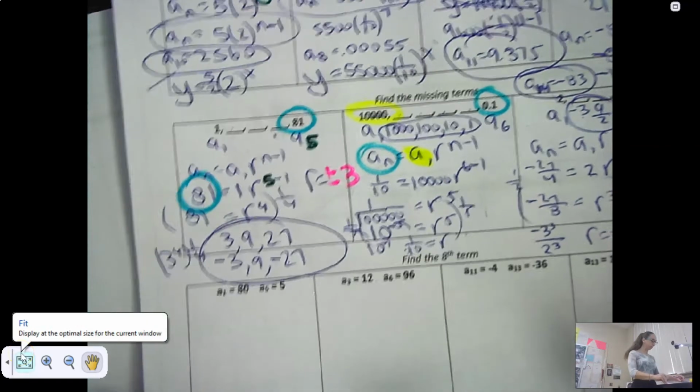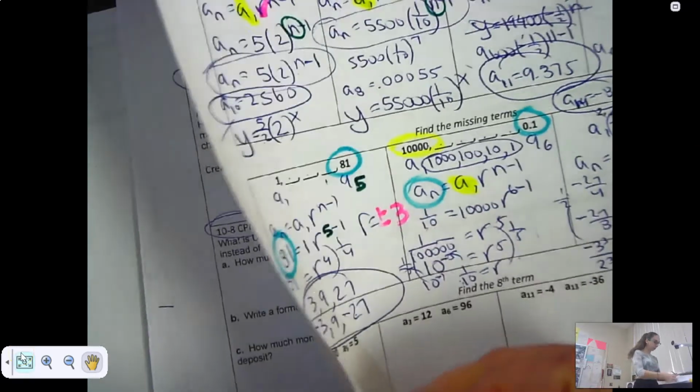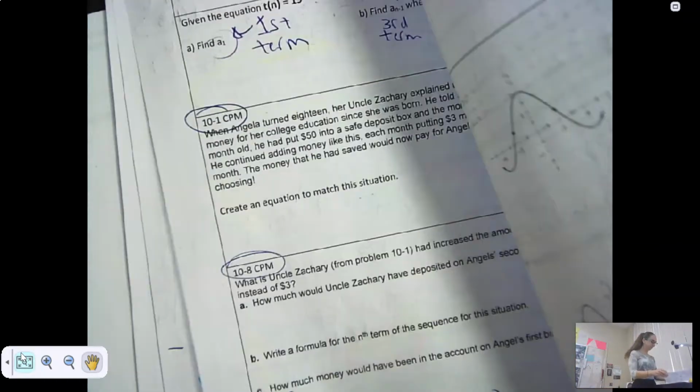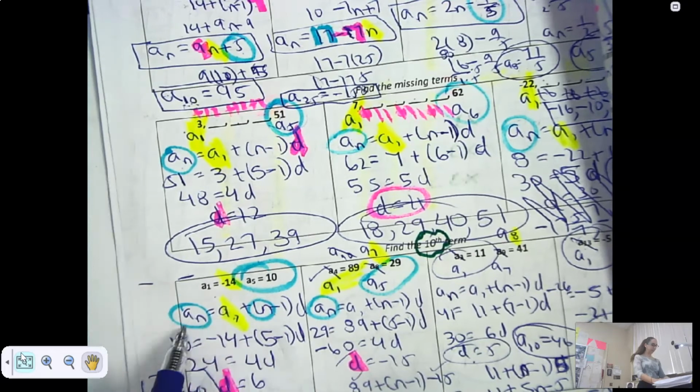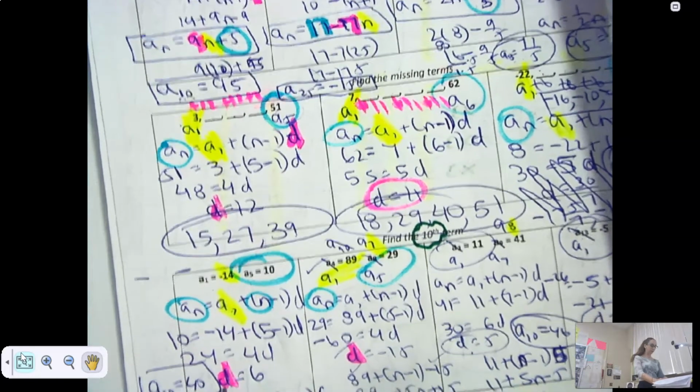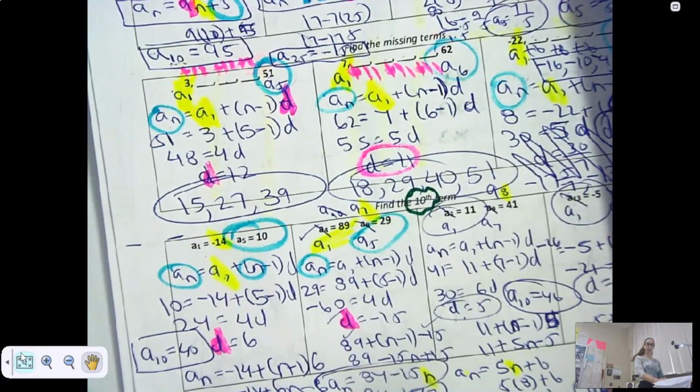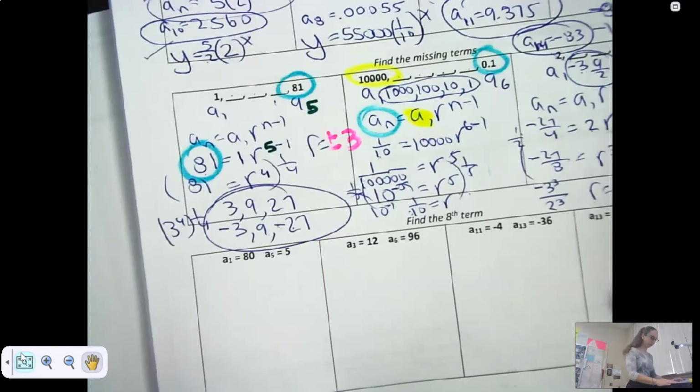So just like when we did the arithmetic, let's look at what we did. Let me see if I can find it. I had the first term, I plugged it in, found the pattern. Once I found the pattern, I used that to get my answer. A lot of work. I'll go more slowly.